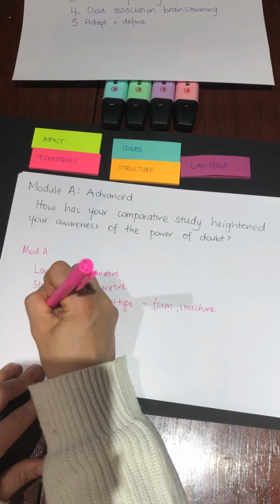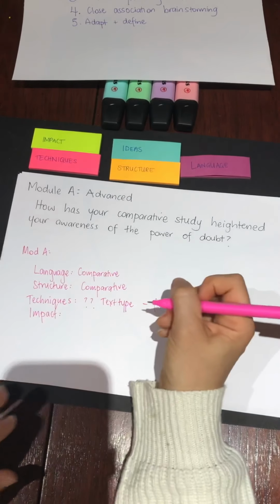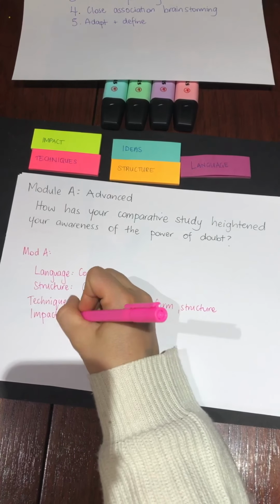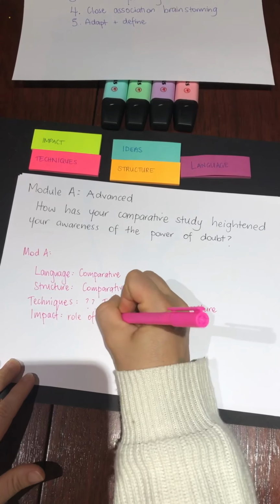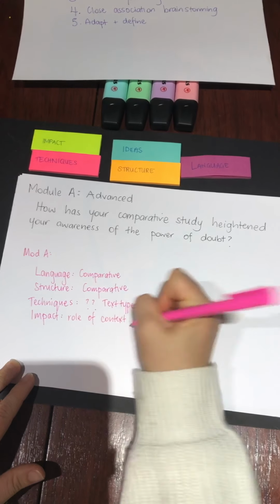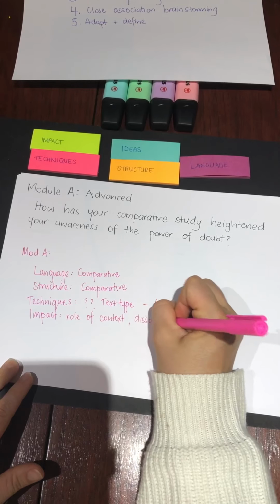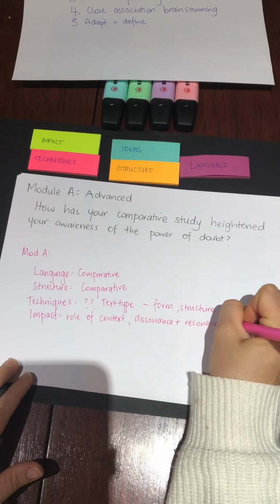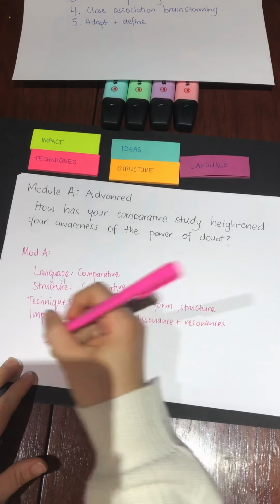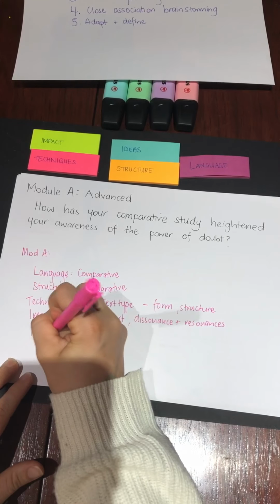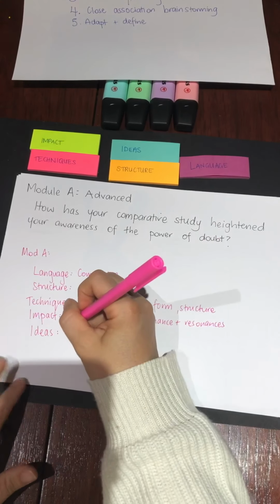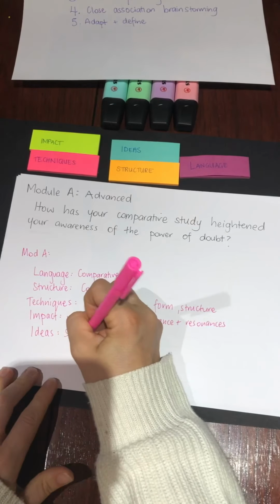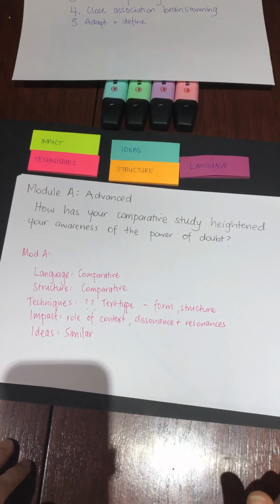The impact is dictated by the rubric, and it does say that you need to come to understand the role of context, come to understand the dissonances and resonances between the texts, and so on and so forth as you read your rubric. And then the ideas, just so long as they are the similar idea in each text, that you're not doing completely disparate ideas in each.